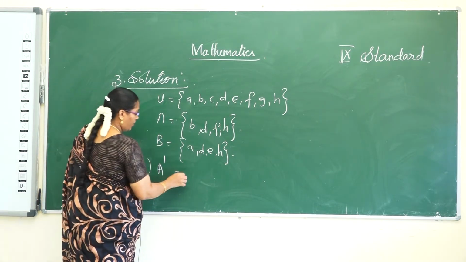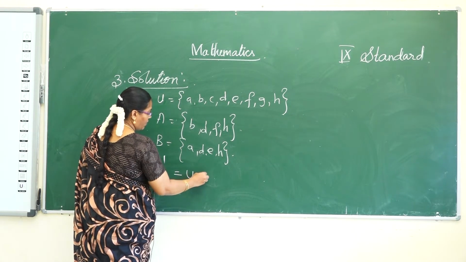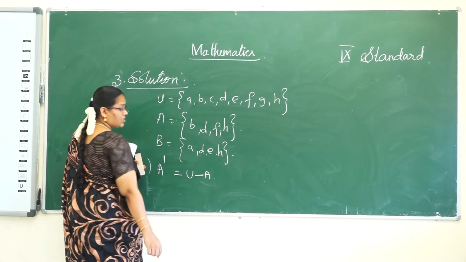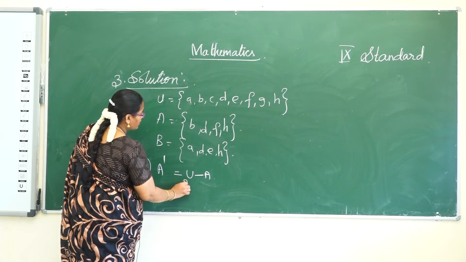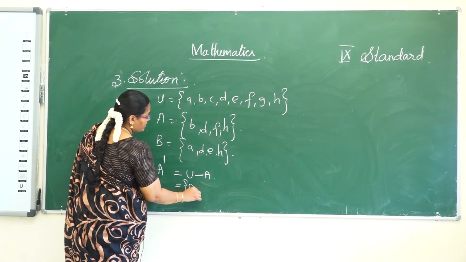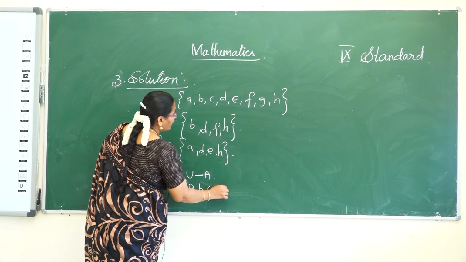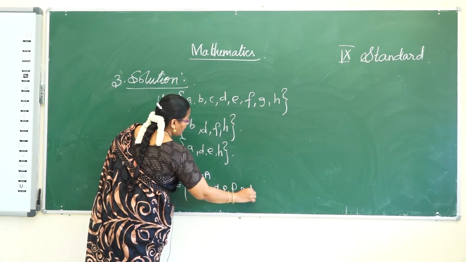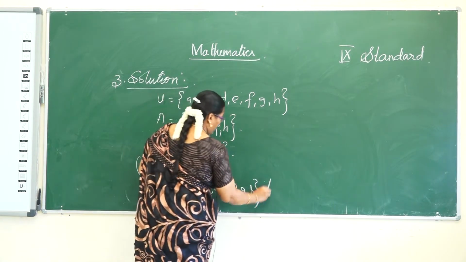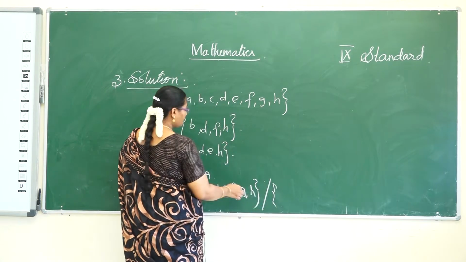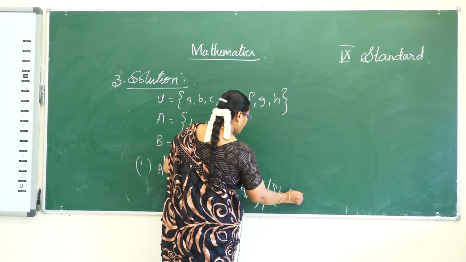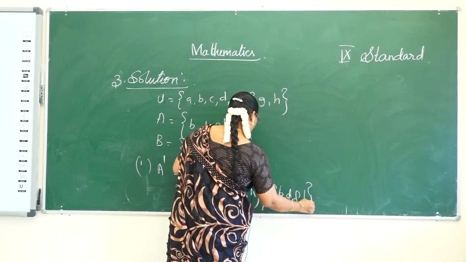A dash, A complement, means universal set difference A. So universal set difference A. What are the elements? A, B, C, D, E, F, G, H, set difference A: B, D, F, H.